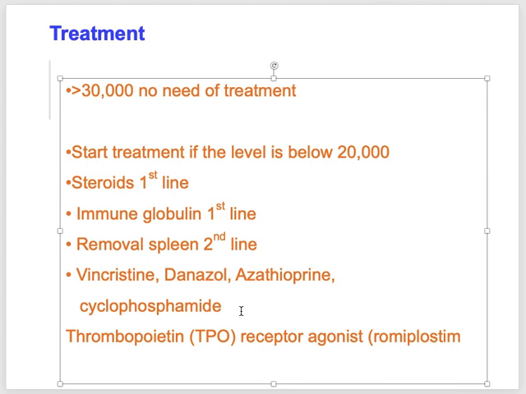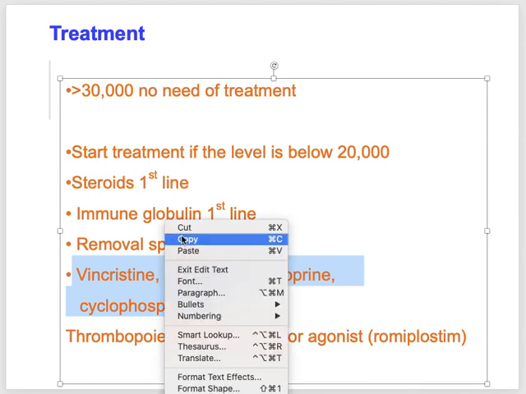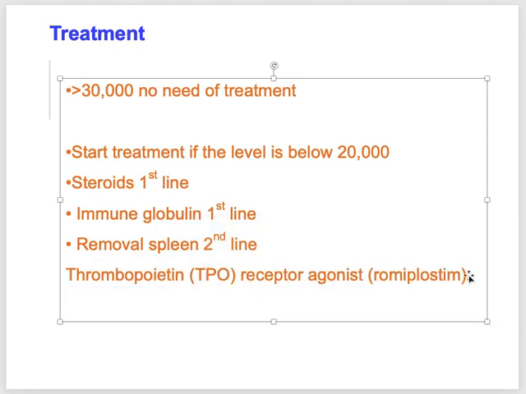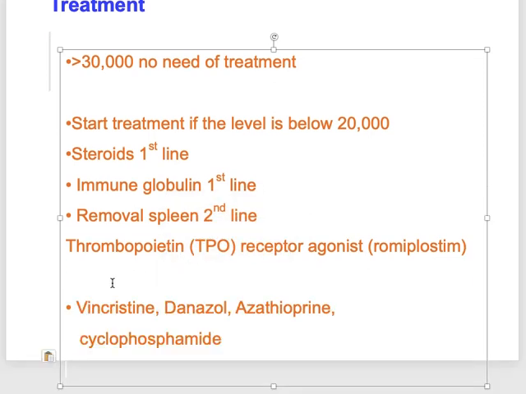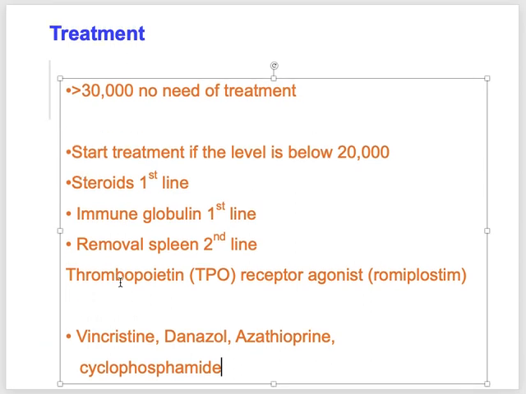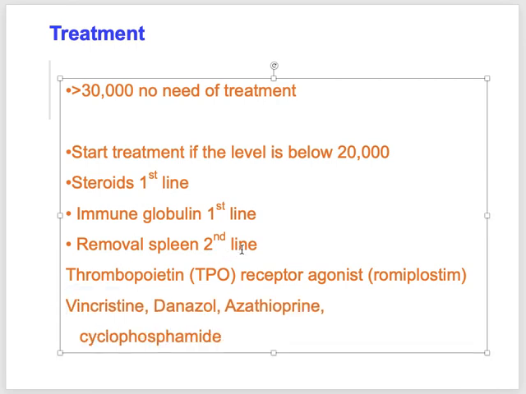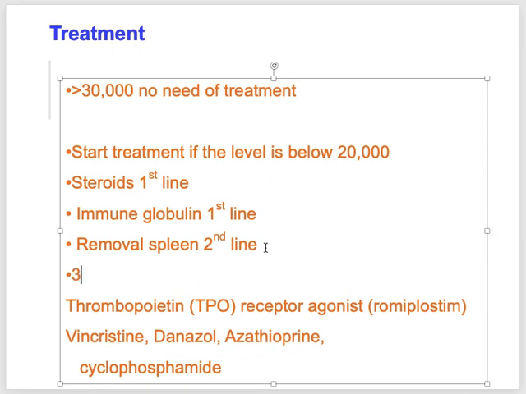Okay, this can be given. And of course, all of these are immunosuppressive drugs, right? These all are immunosuppressive drugs. So all these immunosuppressive drugs are considered third line. Even this is third line, so this one should come here. All these are third line, which I'm writing below this. Okay, all these treatments are third line treatments, you can say.